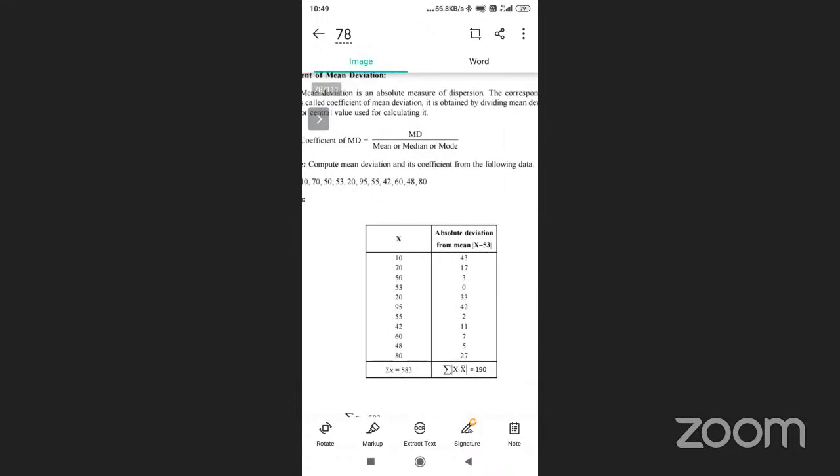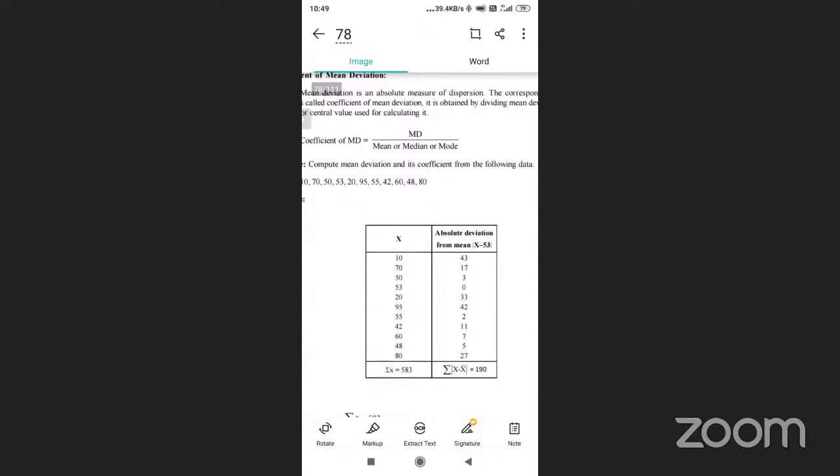So x is equal to 10, 10 minus 53, that is minus 43. Minus 43 modulus means what? If you have a negative sign, it will become positive. The modulus is also positive. Where you get minus, you should take deviations, the absolute deviation. So modulus 10 minus 53 is equal to 43.